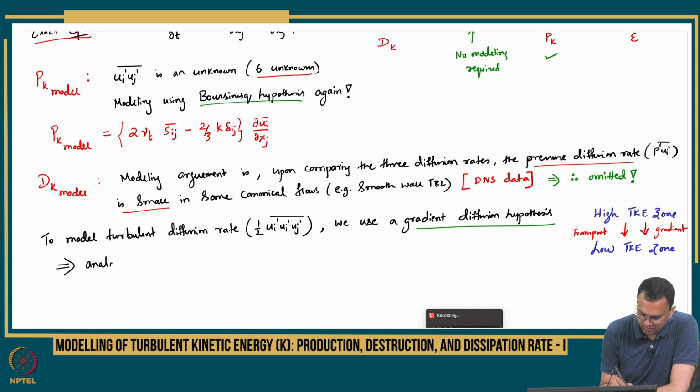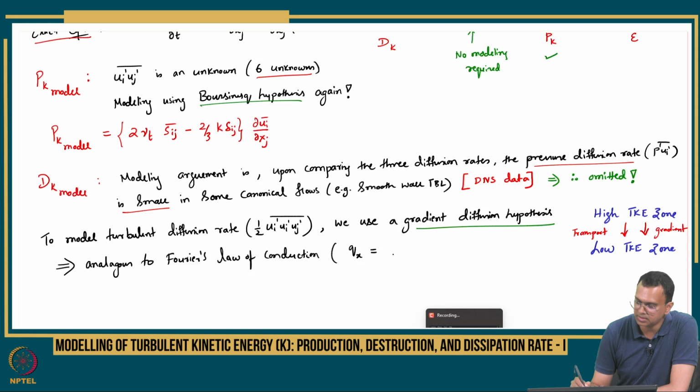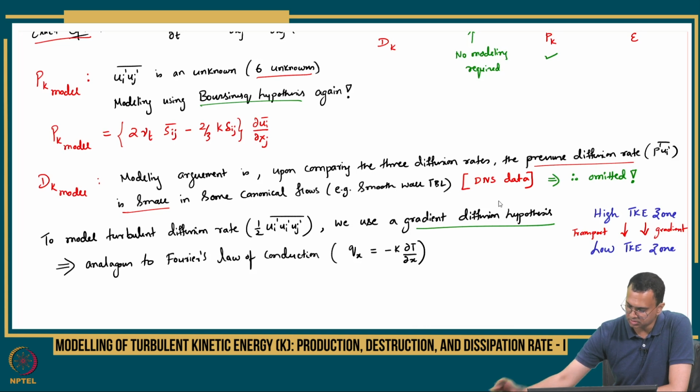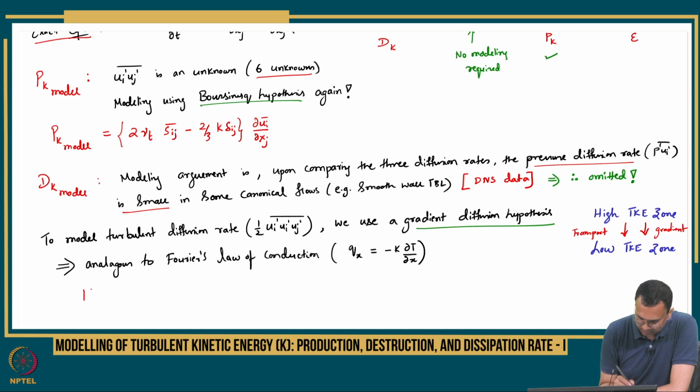Analogous to Fourier's law of heat conduction, where you have your flux, let's say Qx in the x direction, you use the thermal conductivity and the gradient of your temperature, right? So similar to that, we construct the model for the turbulence diffusion rate. So we can say similarly, this particular term is the exact term here.